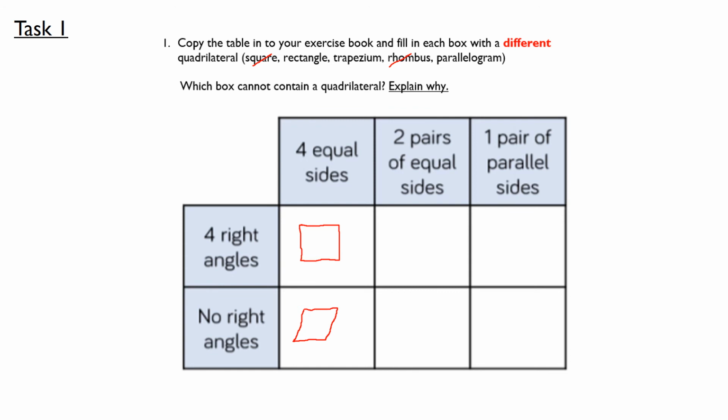But there's also a second part to the question. It says, which box cannot contain a quadrilateral? So once you've done a few, you'll start to realise that one of these boxes can't contain a quadrilateral, and I need you to explain why.